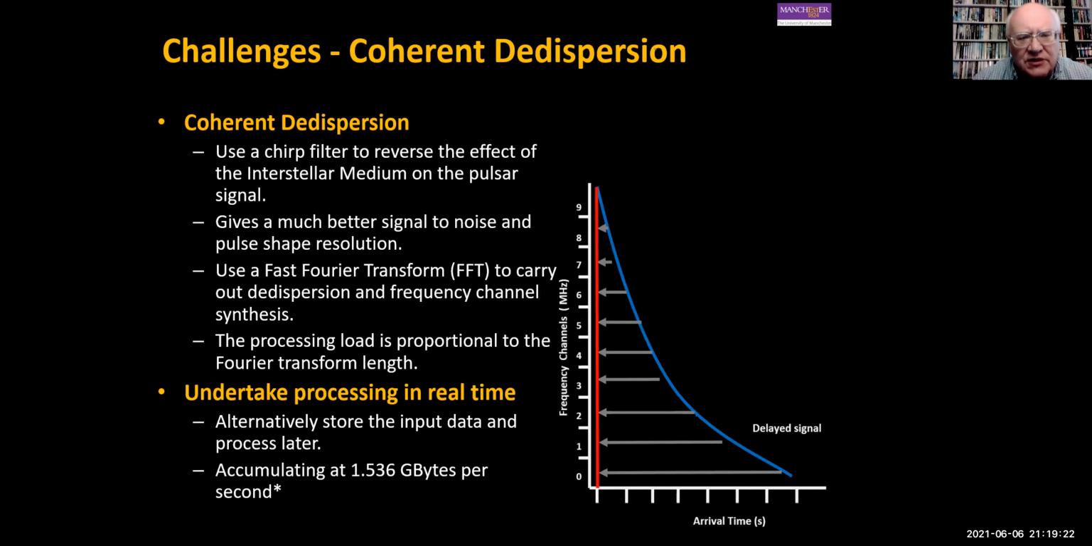One of the things we want to do is coherently de-disperse the signal. That is correct for the problems within the delays, beg your pardon, within each frequency channel, so that we get the maximum signal to noise ratio. We can do that in software if we've got a processor that's fast enough. And the technology came from what's called a chirp filter used in military radars originally. It gives you a better signal to noise, but you need a lot of processing power to undo this.